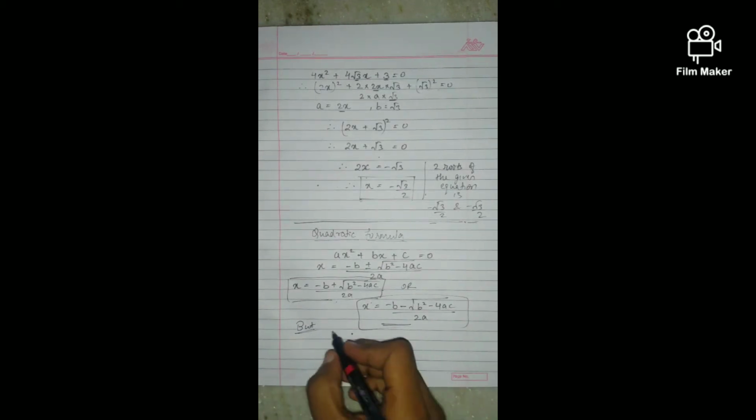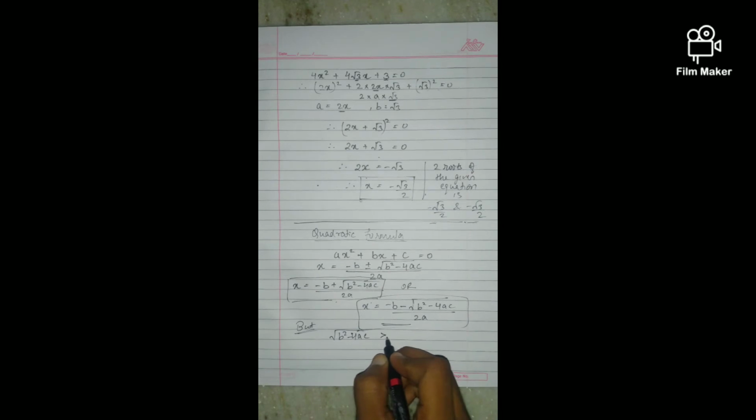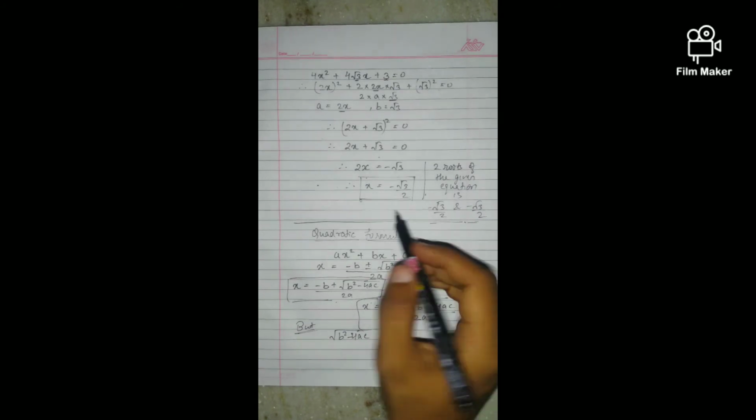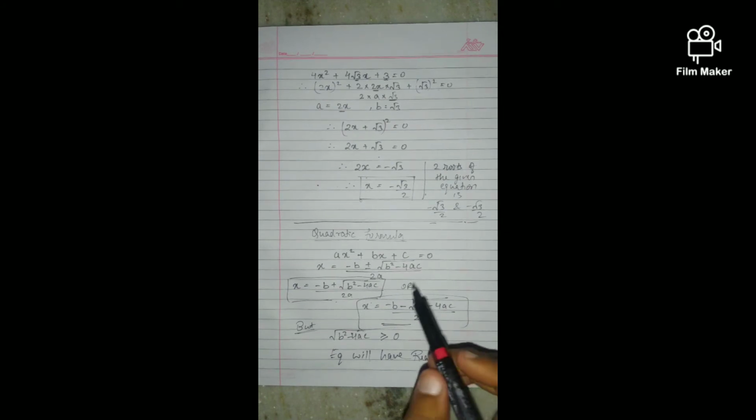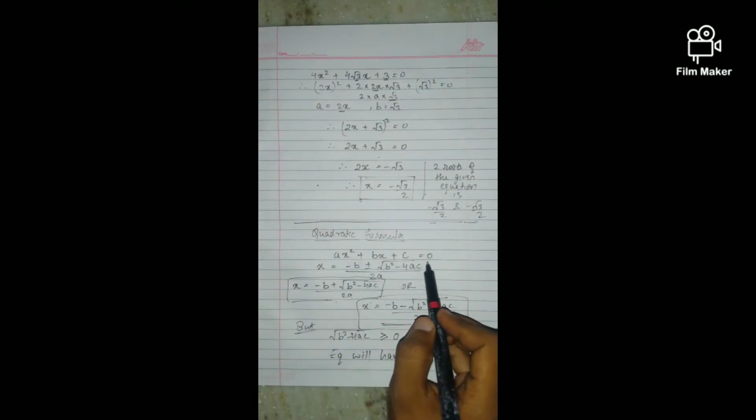But we have to consider that the value of b square minus 4ac should always be greater than or equal to 0. So in any given equation, what do we do first? We'll write what is a, what is b and what is c. We'll find the value under root b square minus 4ac. If this is 0 or more than 0, then the equation will have real roots. Okay, it will have some number which satisfies this equation. That is, when we put this number in this equation, it will give me 0.